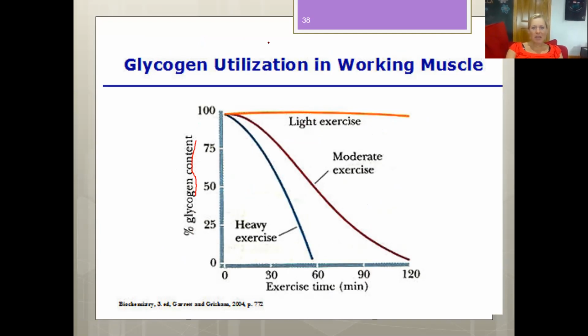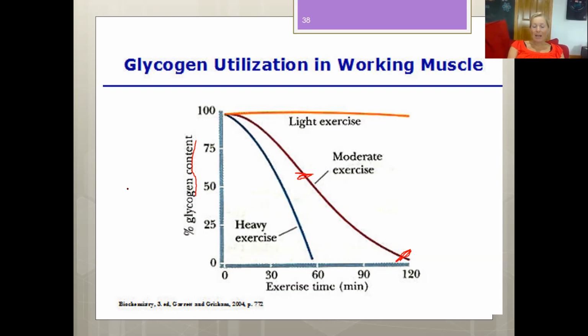As I begin to participate in moderate intensity exercise, if I do, I don't know, 60 minutes of moderate intensity exercise, I use about half of my glycogen. If I'm doing 2 hours of moderate intensity exercise, notice that I've used almost all of my muscle glycogen. With heavy, high intensity exercise, I can deplete my glycogen in about 1 hour, basically.